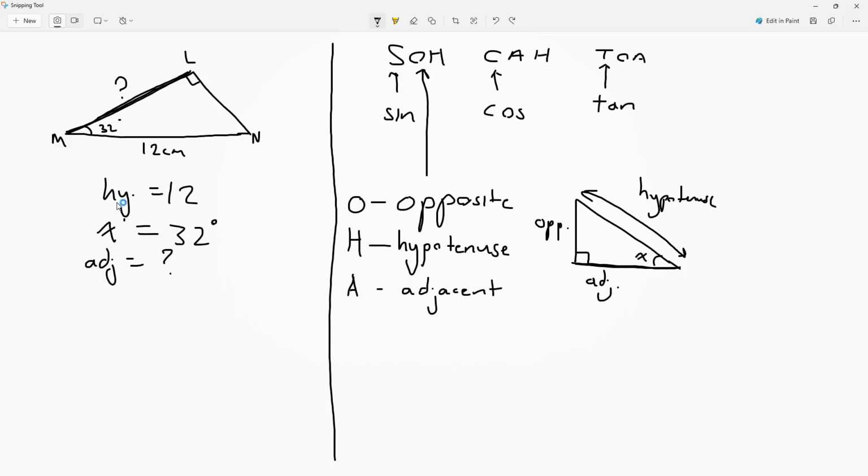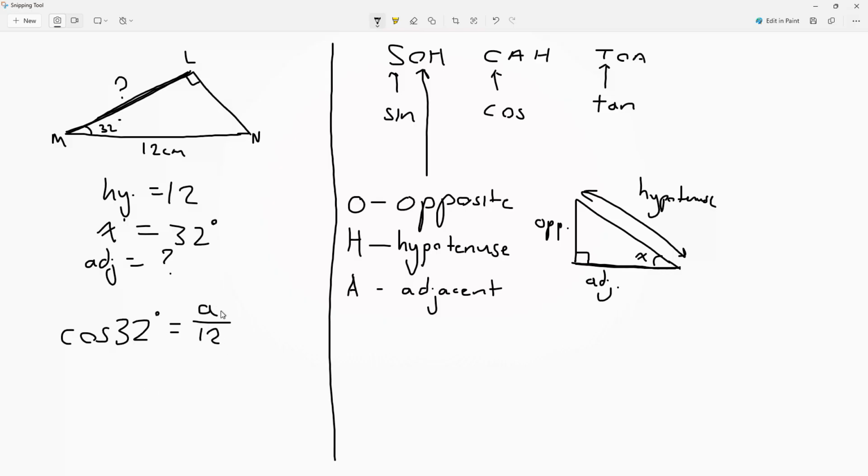Okay, so we know that hypotenuse is 12, we know that adjacent is unknown, and we know the angle is 32. So first of all, what includes A and H? A and H is over here, a cosine. So we'll do cosine of 32 degrees is equal to adjacent over hypotenuse. So it'll be adjacent, which is unknown, let's just label it as A, over hypotenuse, which is 12, right?